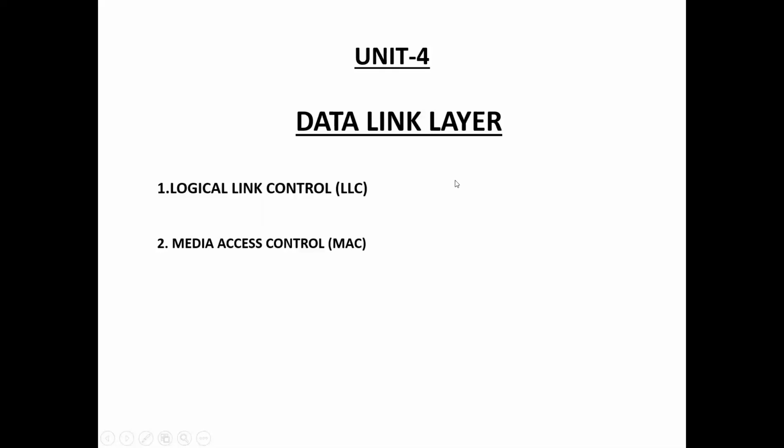Today in class we discuss the data link layer and the sublayers in the data link layer. The sublayers are logical link control and media access control, LLC and MAC. These two are the sublayers in the data link layer. Logical link control deals with protocols, flow control and error control.